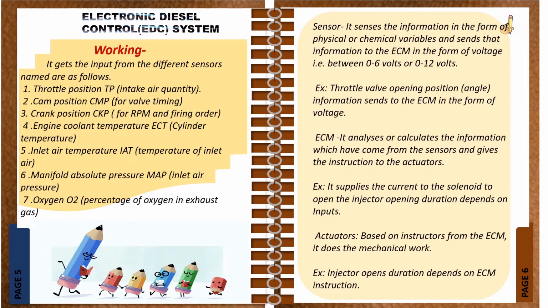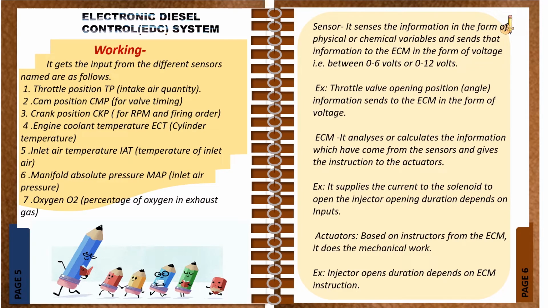Number 4, engine coolant temperature, ECT, cylinder temperature. Number 5, inlet air temperature, IAT, temperature of inlet air. Number 6, manifold absolute pressure, MAP, inlet air pressure. Number 7, oxygen, O2, percentage of oxygen in exhaust gas.